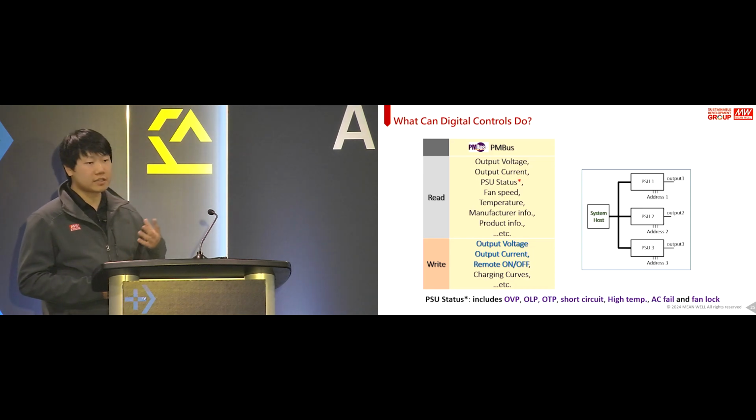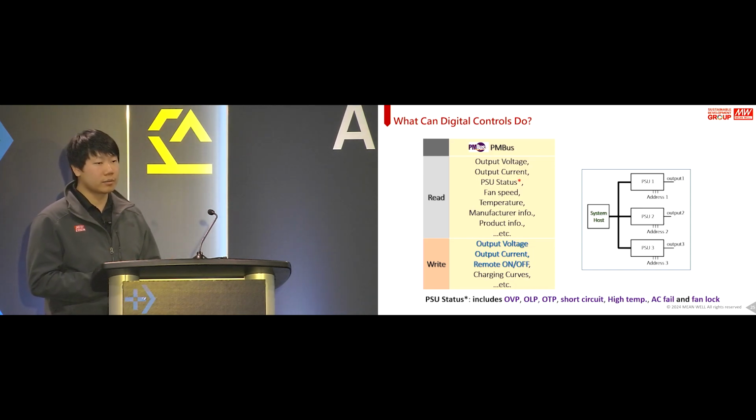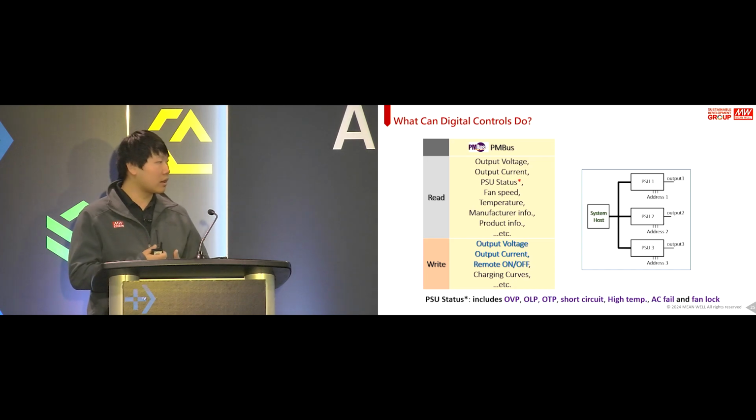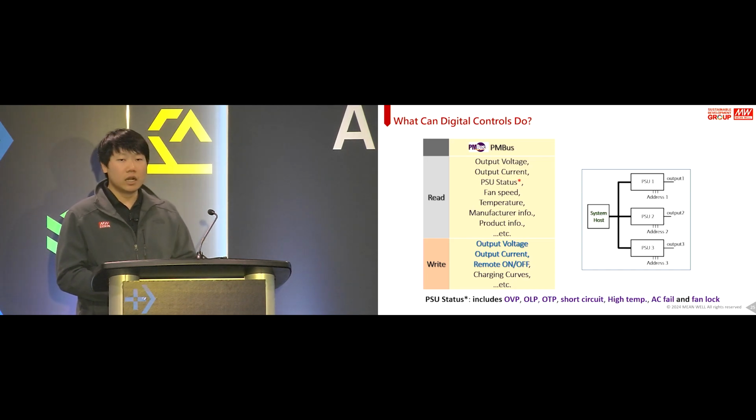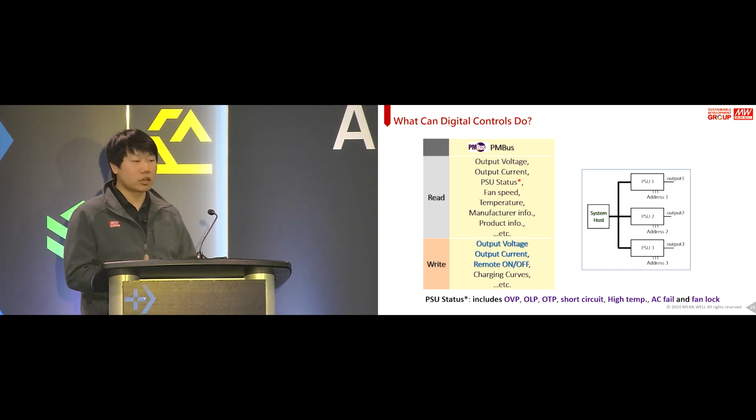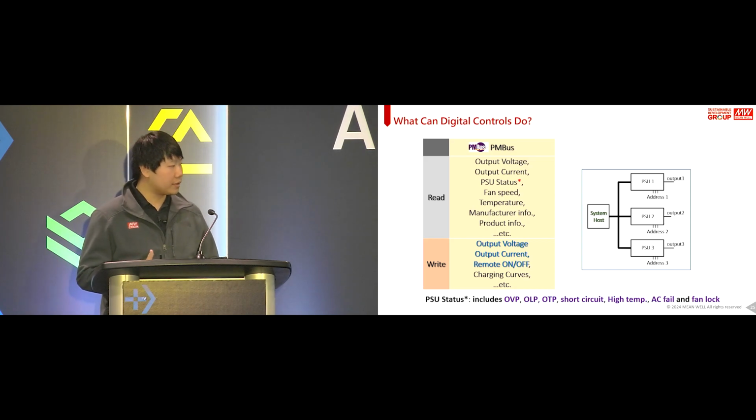You can also access temperatures for temperature controls tied to the chips, manufacturing info, serial numbers, and product info. So you can access all kinds of information from the power supply. What's more impressive is the writing, so the controls. You're able to adjust the output voltage and output current on the fly, and you're able to turn the power supplies on and off as well.